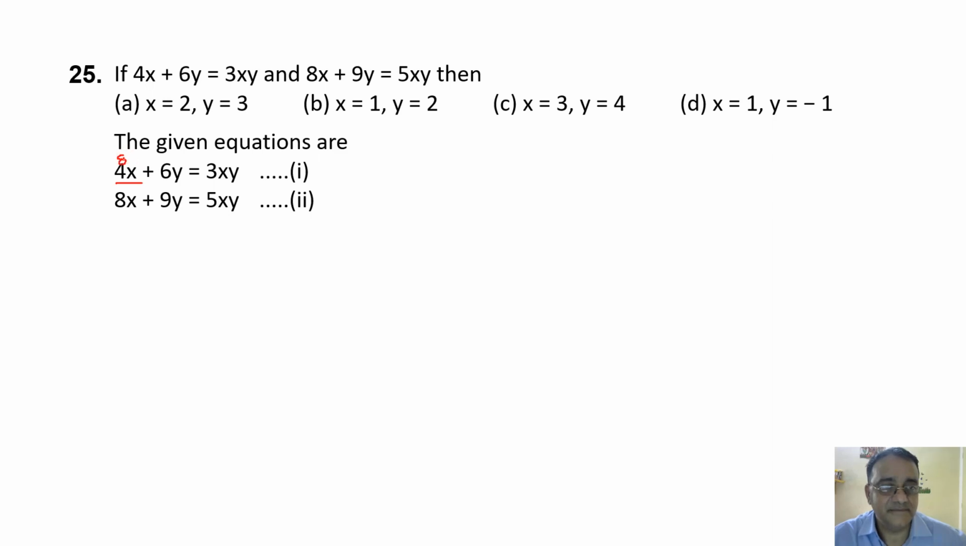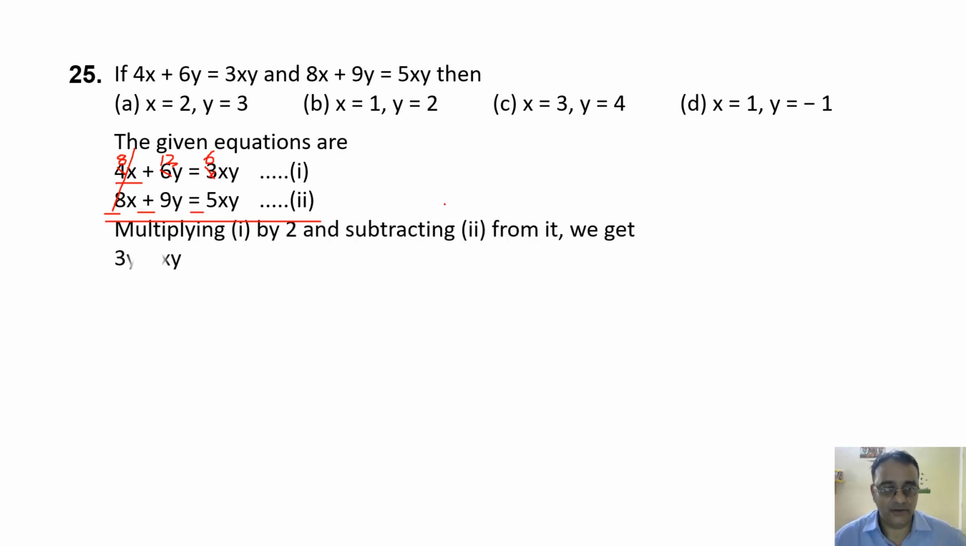This will become 8 and this will become 12 and this will become 6. This is clear? Now subtract these two. Yes, subtract. What will you get? These two will be cancelled. You will get 3y is equal to xy. Right, very good. So we can cancel y from both sides, and we get x is equal to 3. This step is clear? Yes, sir.